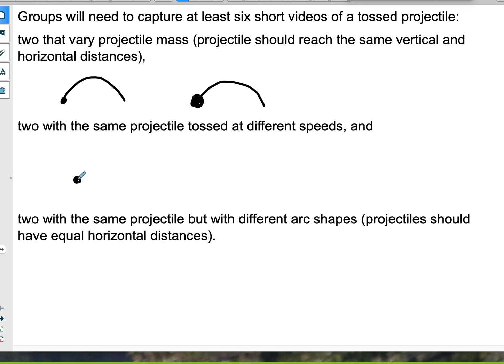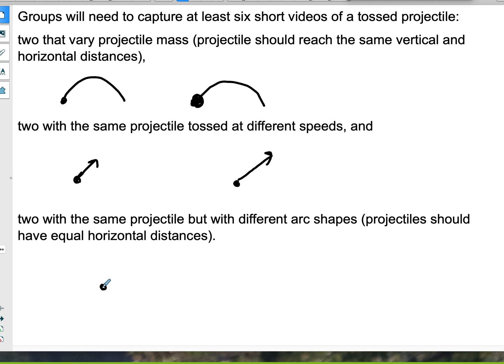All right. Then for the second part, I want you to take the same object and I want you to toss it at different speeds. All right. So try to use the same launch angle, but toss one at a smaller velocity and toss one at a bigger velocity. Okay.